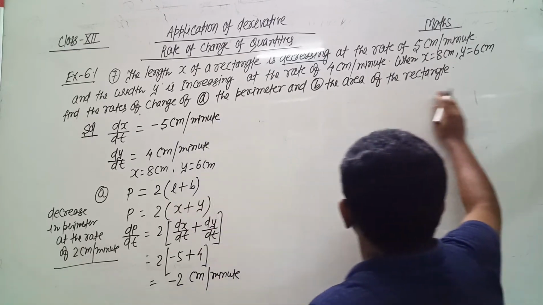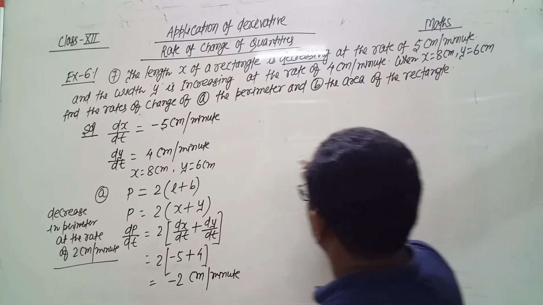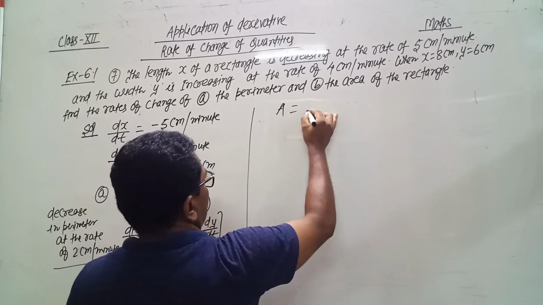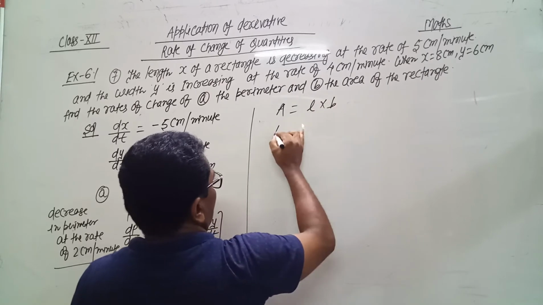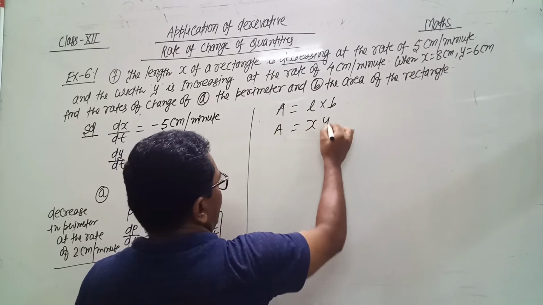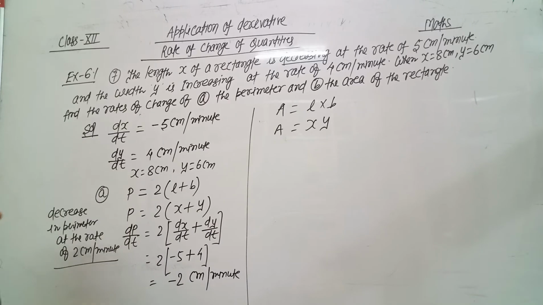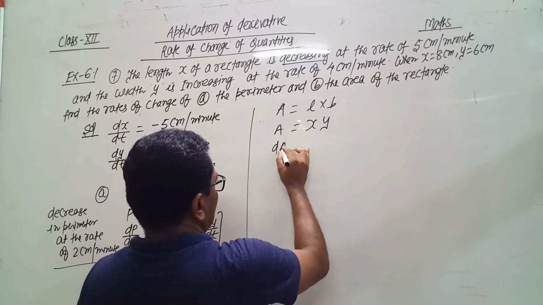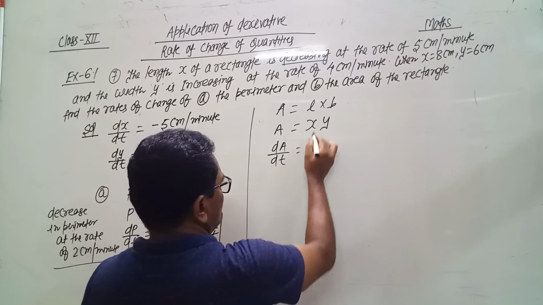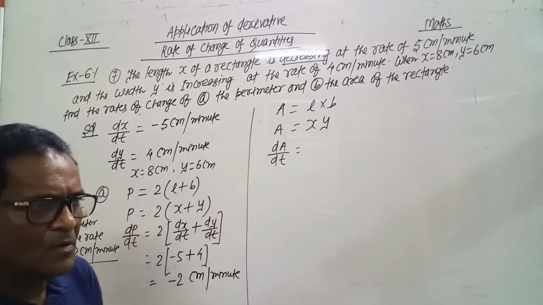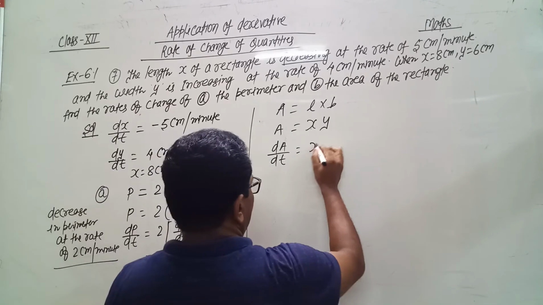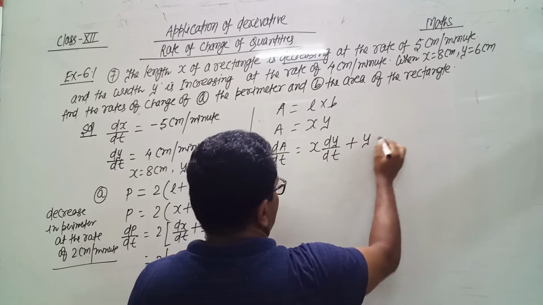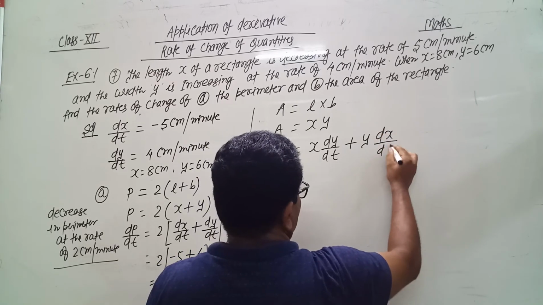Then we have to find the change in area of the rectangle. So write down the formula for area of the rectangle, L into B, and the value of L is x, the value of breadth is y. Now differentiate with respect to t. So dA by dt equals, using the formula for u into v, x as it is, differentiation of y dy by dt, plus y as it is, differentiation of x dx by dt.